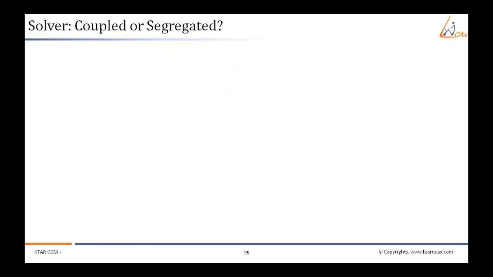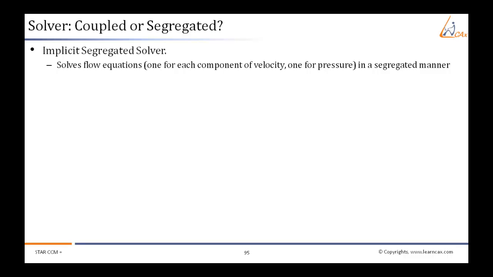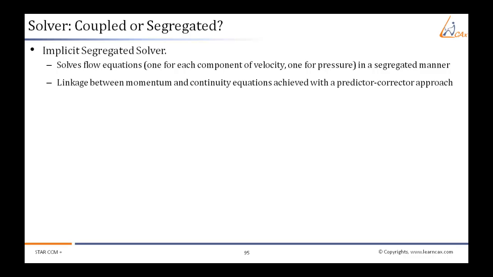Now, after discussing all material properties models, we come to solvers. First, let us have an overview of both solvers available. The implicit segregated solver solves flow equations in a segregated manner, that is, one by one. In order to link the continuity and momentum equations, it uses the predictor-corrector approach.